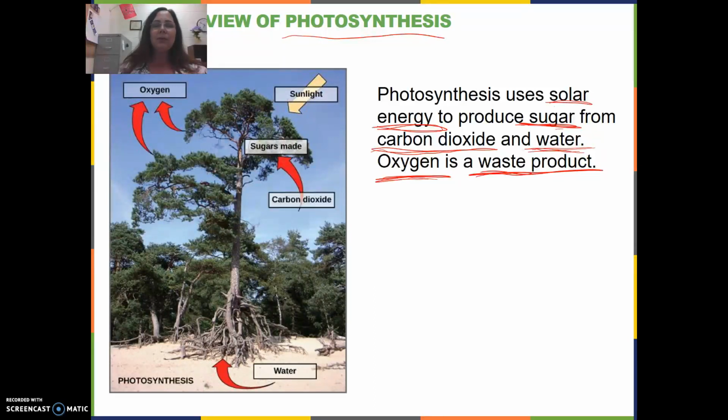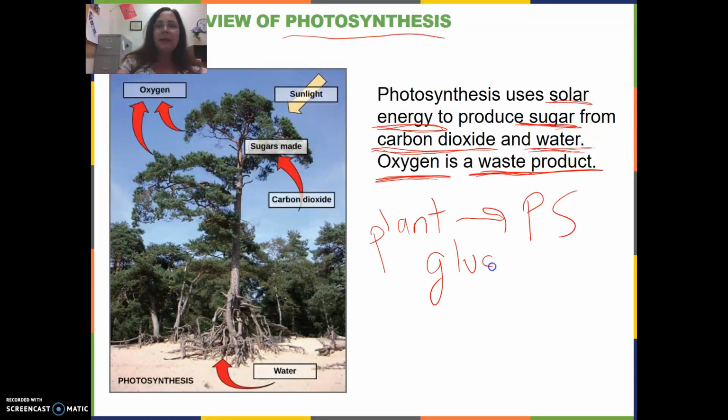Because one thing that a lot of people don't realize is a plant carries out photosynthesis to make its own food, right? So a plant carries out photosynthesis and through photosynthesis produces glucose. But it can't just take that glucose and magically make energy from it. It still has to convert that glucose into ATP. So the plant still has to carry out cellular respiration to break down the glucose into ATP.